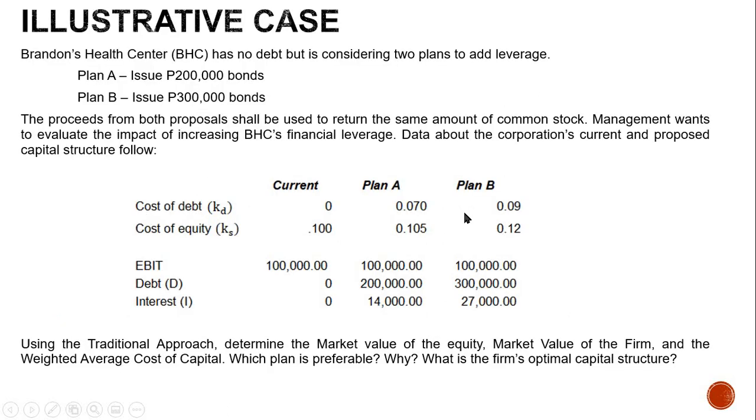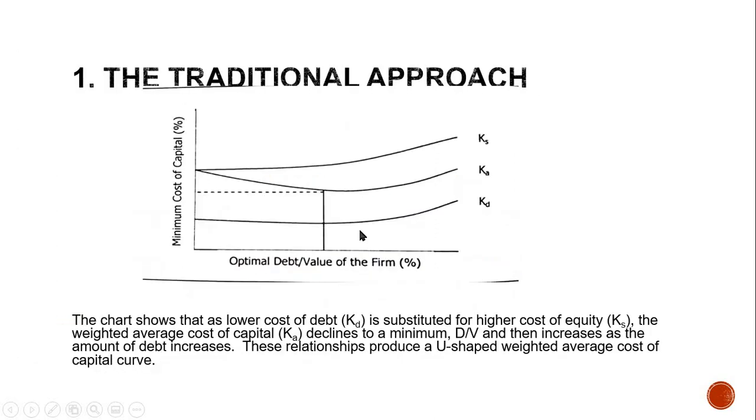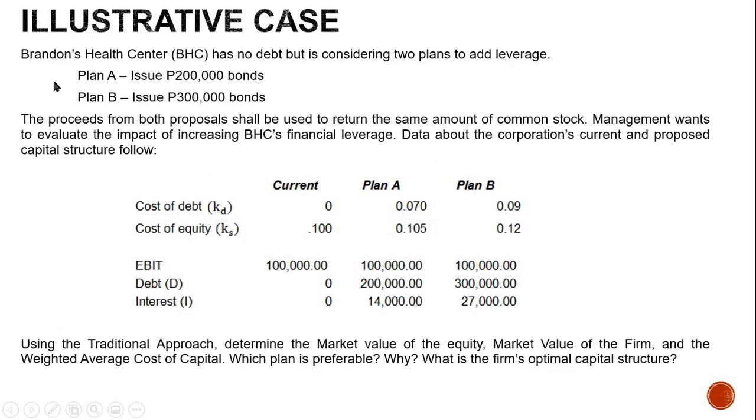Okay? Now, let's try this illustrative case. So, i-illustrate natin to. Ayan. Okay, so Brandon's Health Center or BHC has no debt but is considering two plans to add leverage. First is, wala daw siyang utang. So ito yung current capital structure niya. Okay, na wala siyang utang. So wala siyang cost of debt kasi nga wala man siyang utang. Wala siyang debt. Yung EBIT niya is 100,000.